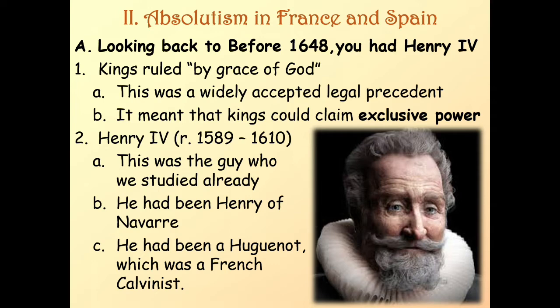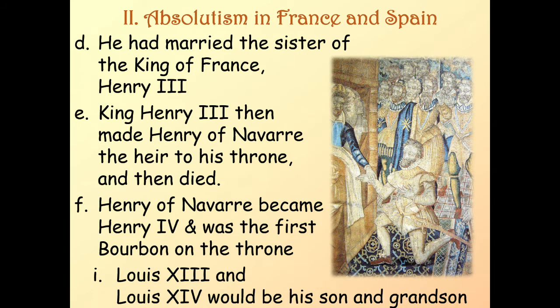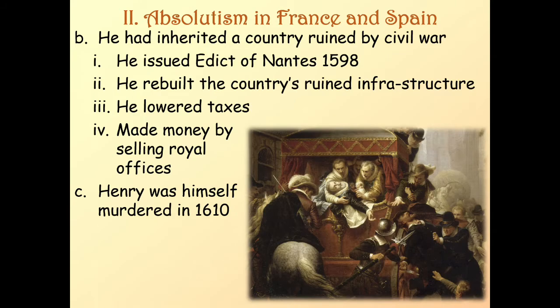He had been Henry of Navarre. He had been a Huguenot, which was a French Calvinist, and he had married the sister of the King of France, Henry III. And so King Henry III, we know this story, then made Henry of Navarre the heir to his throne and then died. He was assassinated. And so Henry of Navarre became Henry IV and was the first Bourbon on the throne. Louis XIII and Louis XIV would be his son and grandson.